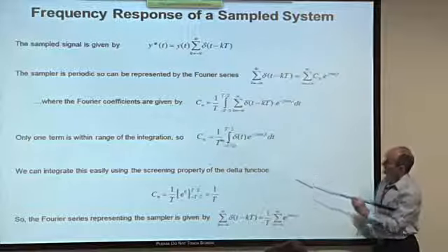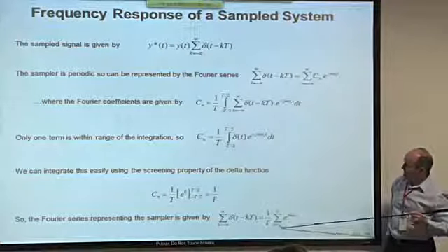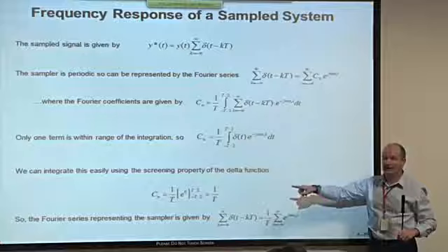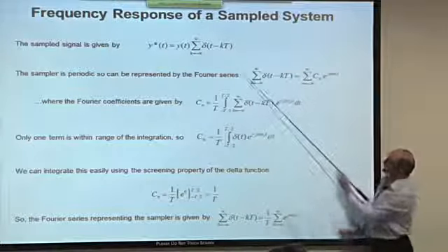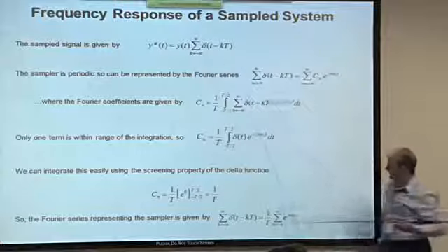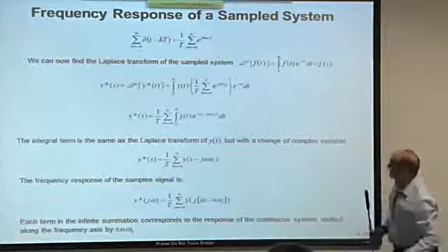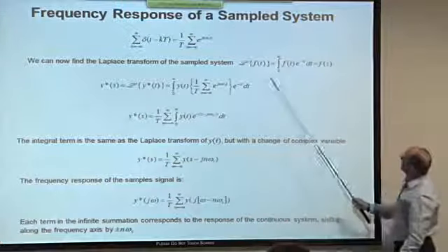and it's 1 over t. So we end up with 1 over t times an infinite series of phasors. This then is the Fourier series representation of the Dirac comb function. All we're going to do is substitute this for this and take its Laplace transform. That's all we're going to do. Here's what we've just found out, and then we're going to take its Laplace transform.